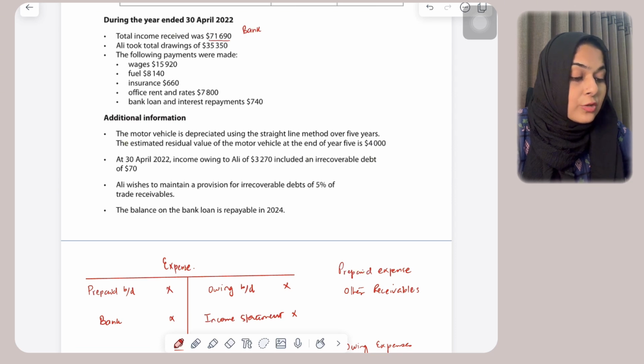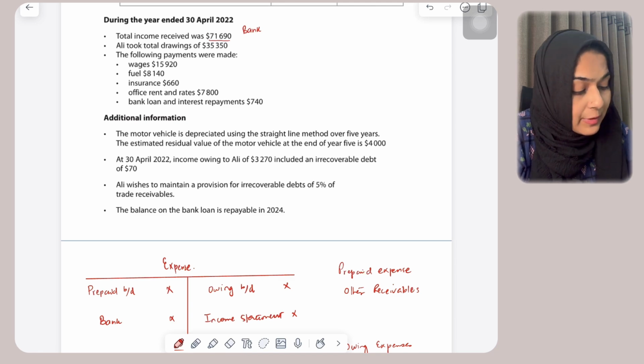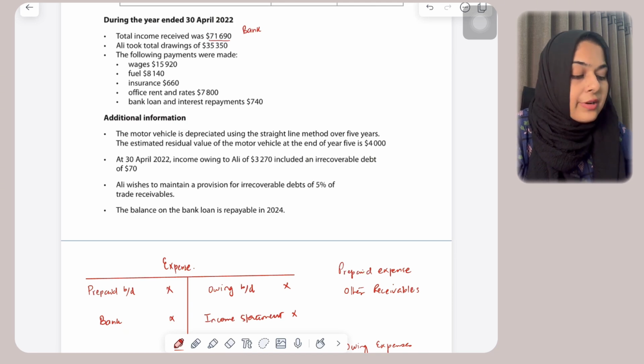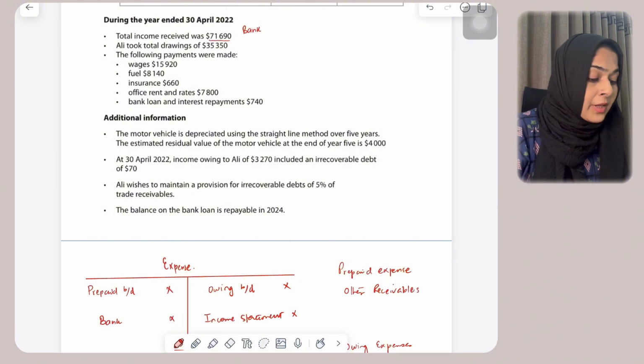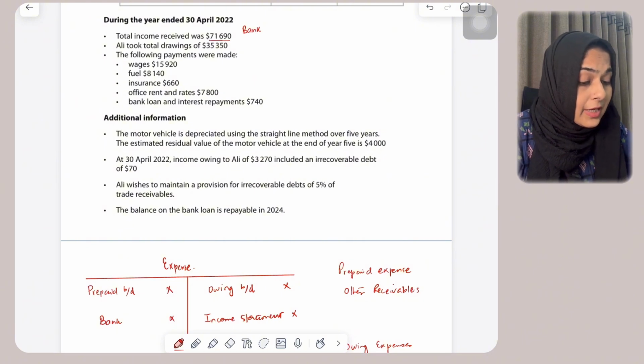So now the total services that I have given for this year would come from here. This is basically your total revenue or total income, which will come out to be 72,160. This is your sales or your revenue for the current year. Then they are saying here, Ali took total drawings of 35,550. This is cash drawings. It's fine, we'll incorporate this when we are making the statement of financial position.